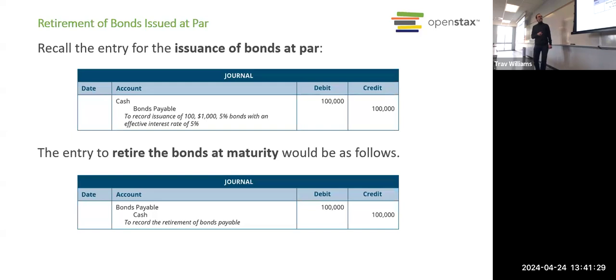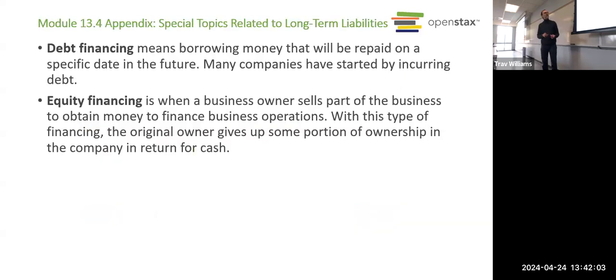Okay, so we issue bonds at par, nice and simple. We got cash, we issued bonds, right? Debit cash, credit bonds payable. Then when those bonds mature, the bonds payable goes away. So we debit bonds payable and we pay out the cash. It's the exact opposite of the original transaction, because we borrowed the money and then we paid it back, right? The interest, that's the tricky part. That's the part that's harder to journalize.